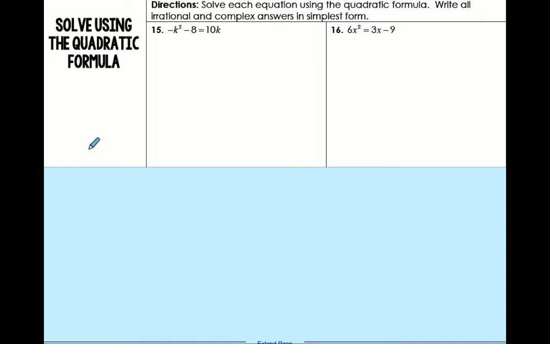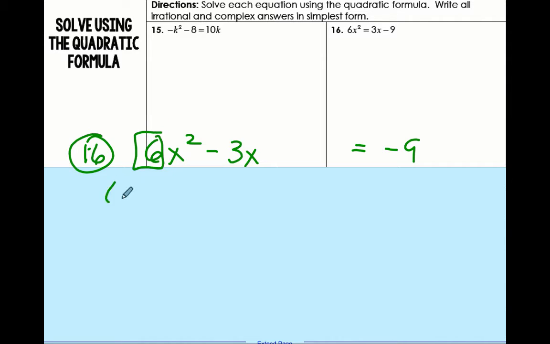Okay, let's go ahead and do number 16. So first of all, I want to get all my x terms on the same side, constants on the opposite side. So rather than divide out everything, I'm going to factor out a 6 on the left. So I get x squared, and when I factored out a 6 from the 3, I'm left with a half.